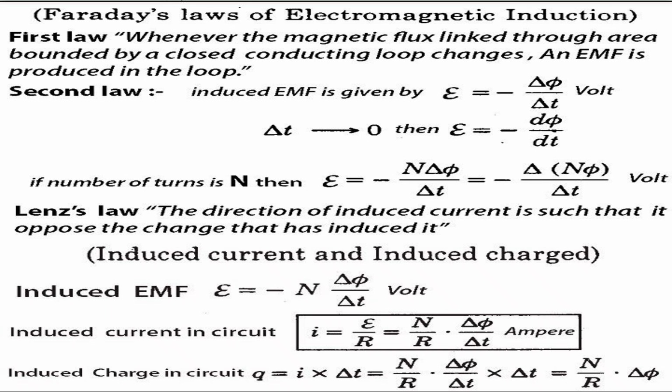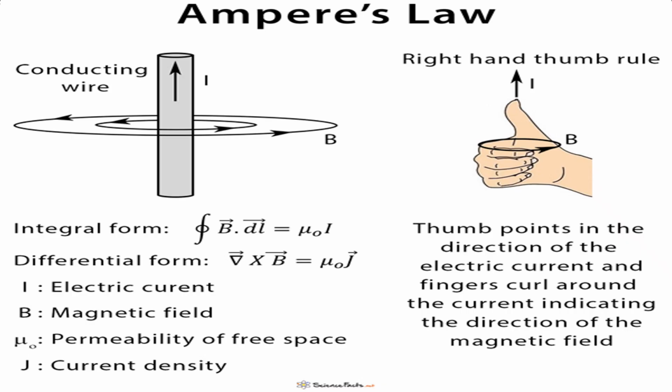And induced current in the circuit is I equals E upon R, meaning n upon R d phi by dt. And induced charge in the circuit is Q equals I t simply, so it will equal n upon R d phi by dt into dt, which is equal to n upon R into d phi. The third one is Ampere's circuital law.